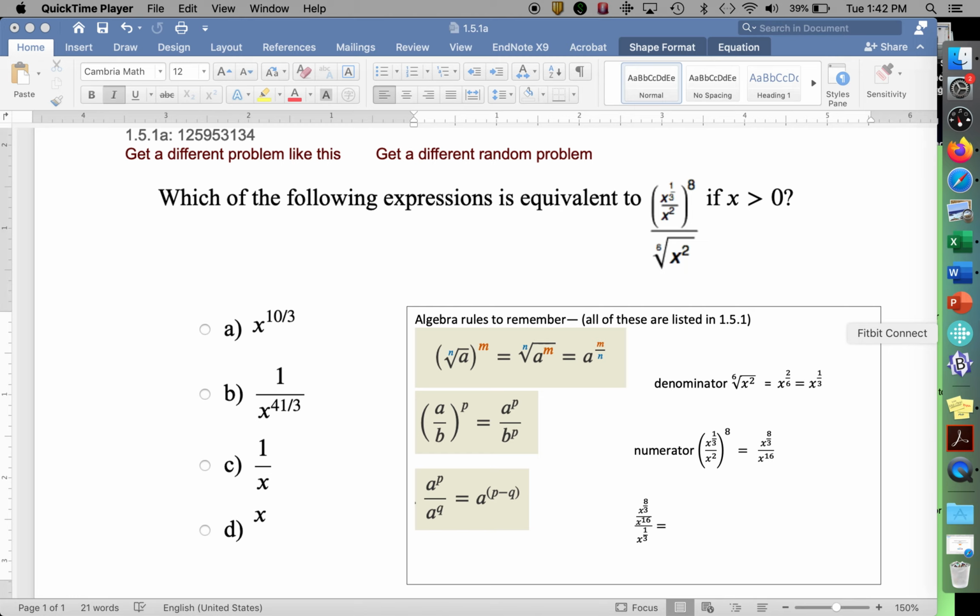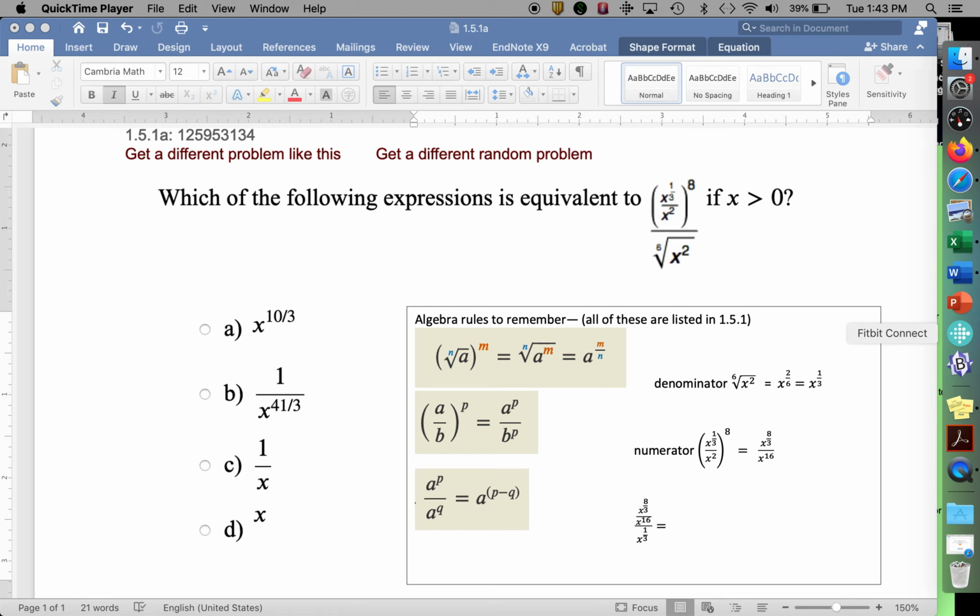That's our domain. And the reason that they chose that domain is because if we have a negative inside of an even root, like the square root of a negative, for example, that's an imaginary number. There's also an issue with dividing by 0. That would be a big deal, right? First commandment of mathematics, thou shalt not divide by 0. So just to take care of those issues, they specified x is greater than 0.